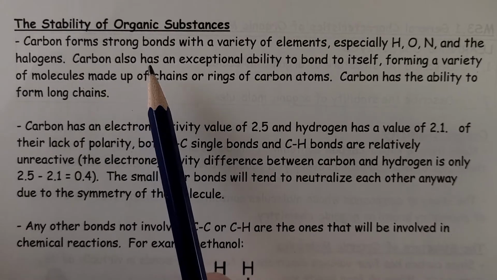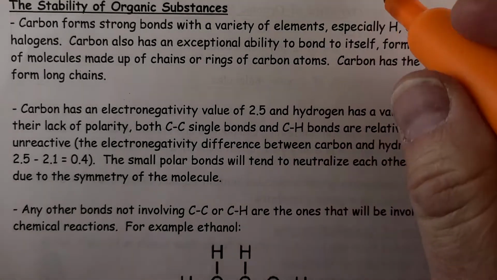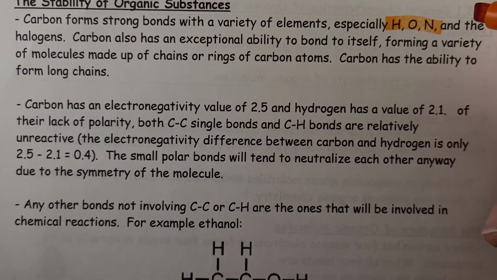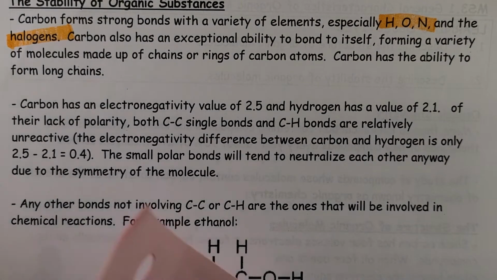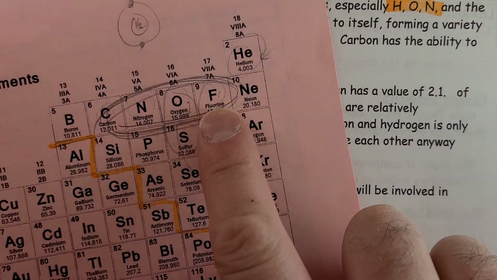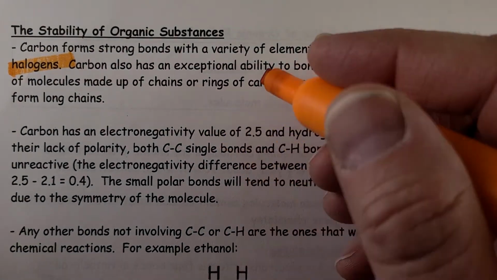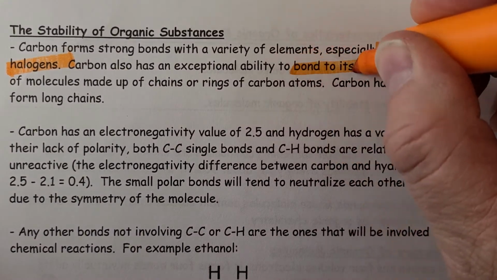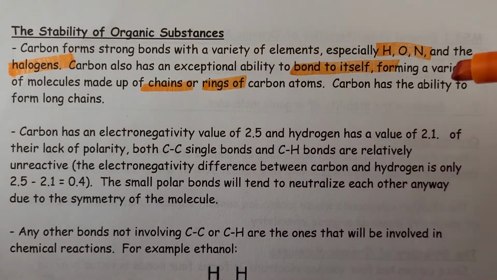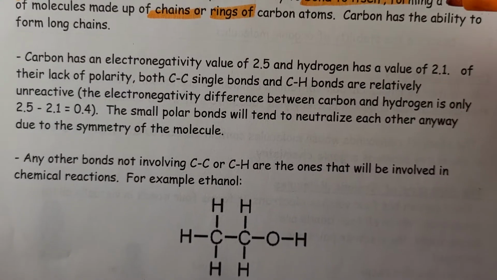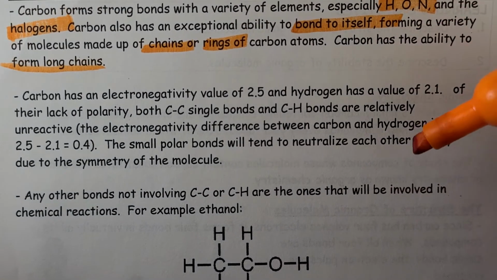If we look at the stability of organic substances, carbon forms strong bonds with a variety of elements, in particular hydrogen, oxygen, and nitrogen, and some of the halogen groups: fluorine, chlorine, bromine, iodine, etc. Carbon also has the exceptional ability to bond to itself, forming molecules that make up chains or rings of carbon atoms that we will see. Carbon can form really long chains that continue on for a long time.